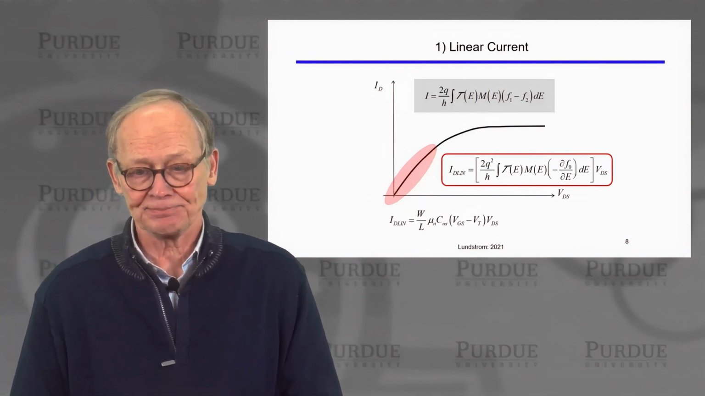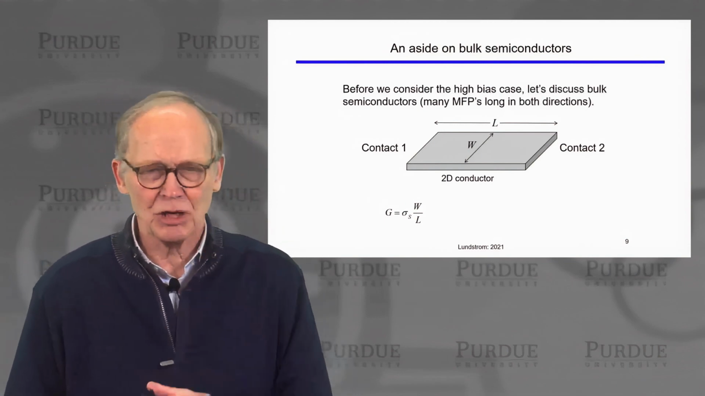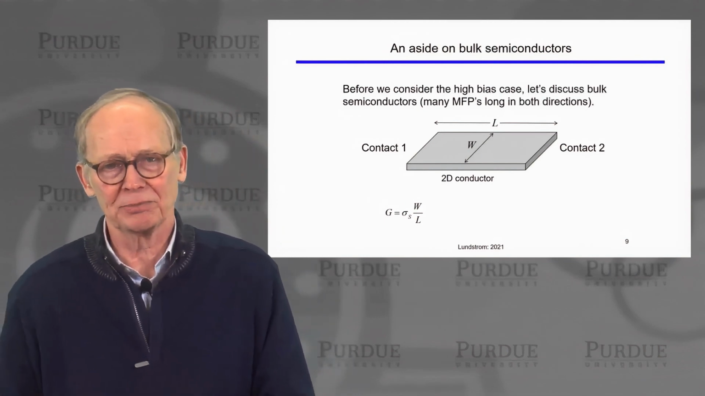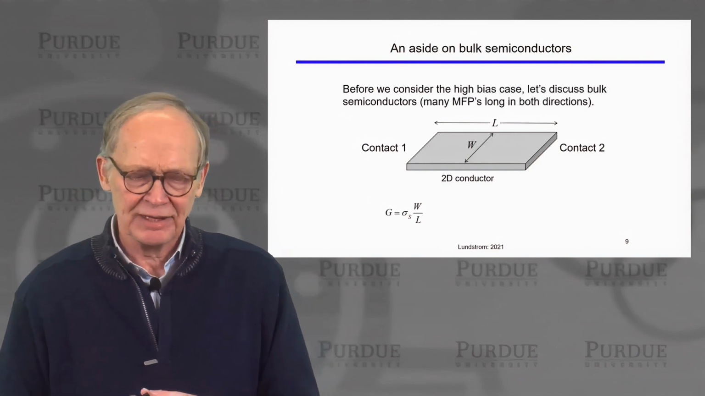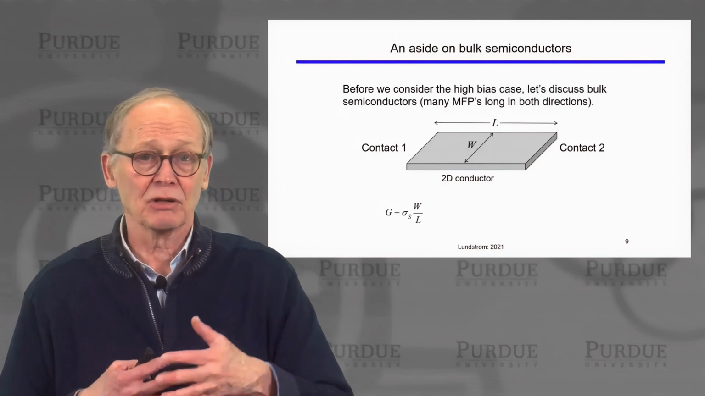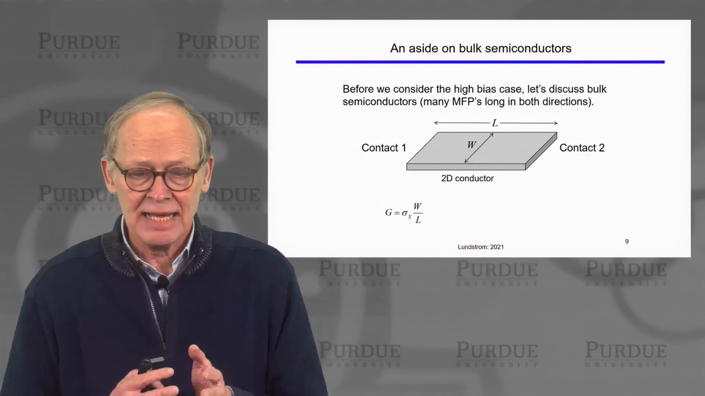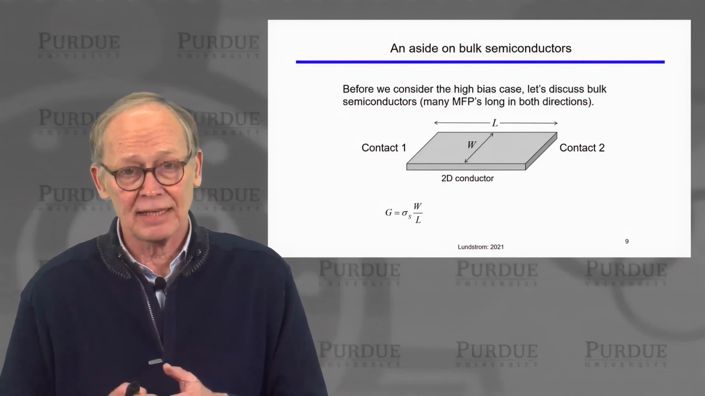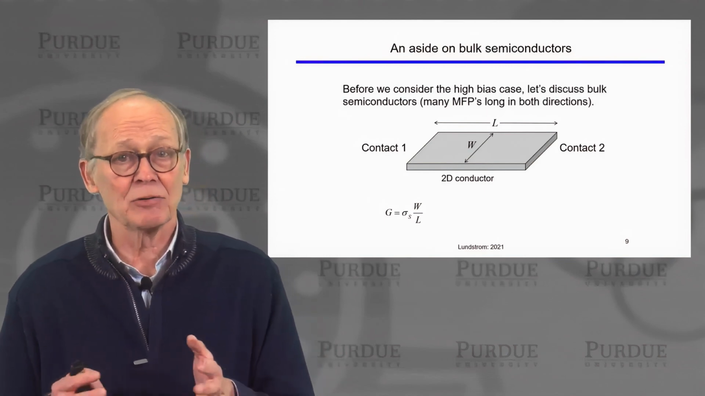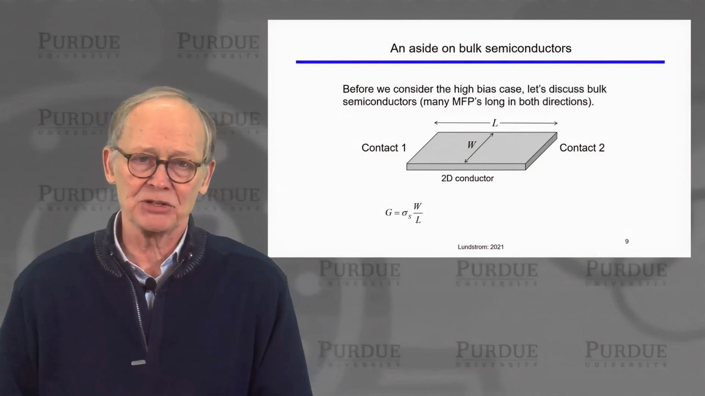Now, just as an aside, I'd like to talk about a large bulk device. By large bulk, I mean a device that would be very wide, so that there are a large number of channels that I don't have to count them, and very long, many mean free paths long, so that I will be in the diffusive limit. This would be the kind of sample that we might do a measurement on.